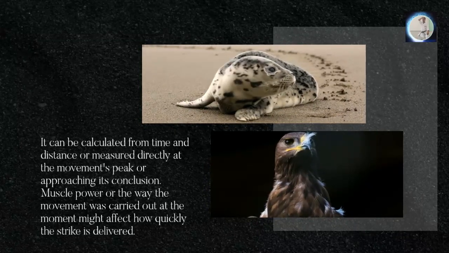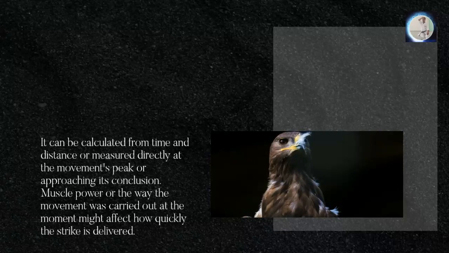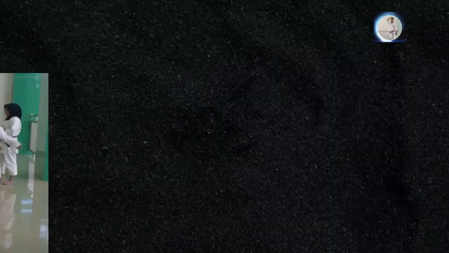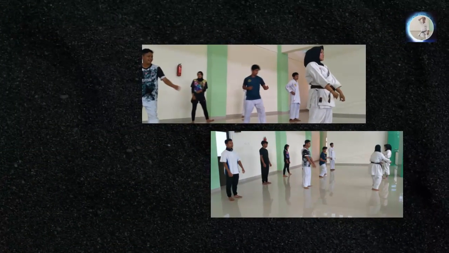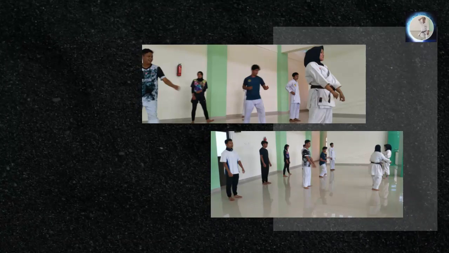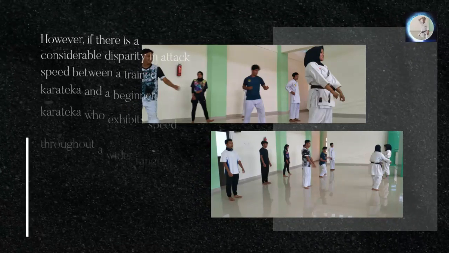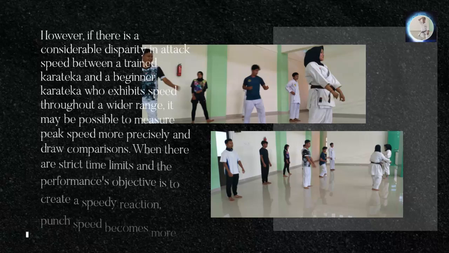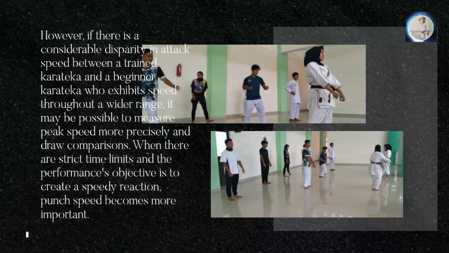Muscle power or the way the movement was carried out at the moment might affect how quickly the strike is delivered. However, if there is a considerable disparity in attack speed between a trained karateka and a beginner karateka who exhibits speed throughout a wider range, it may be possible to measure peak speed more precisely and draw comparisons. When there are strict time limits and the performance's objective is to create a speedy reaction, punch speed becomes more important.